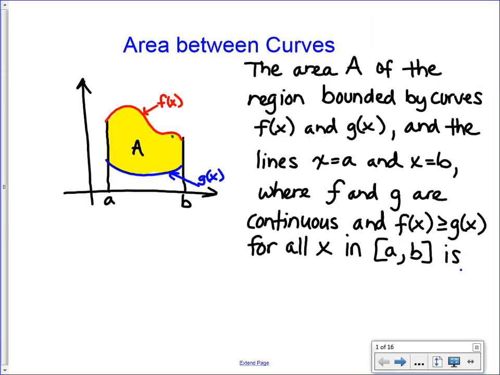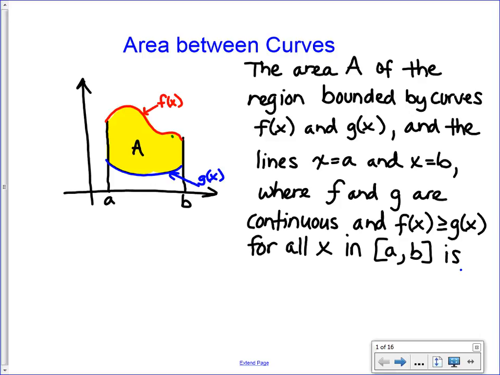In this video, we're going to talk about finding the area between two functions. So if you look at the diagram, we're trying to find the yellow area, and so that's the area between the function f of x and g of x, okay?